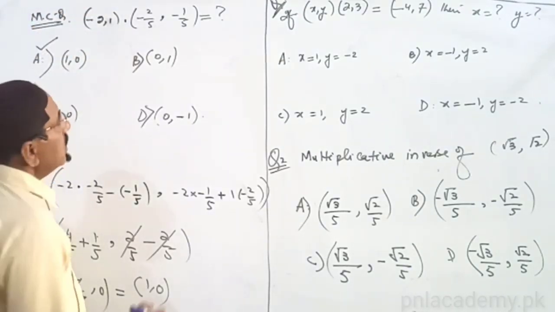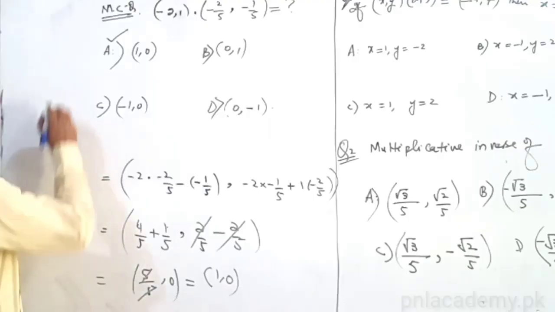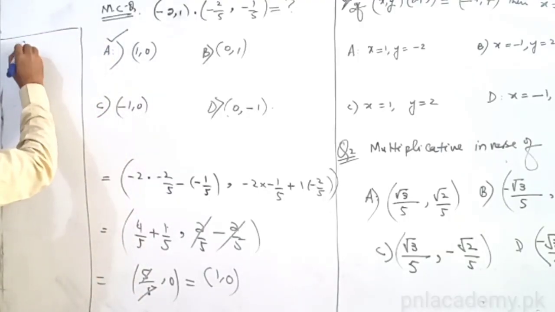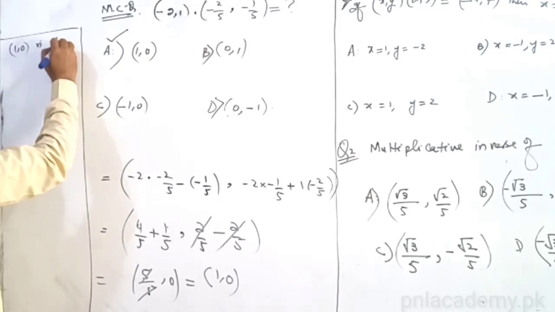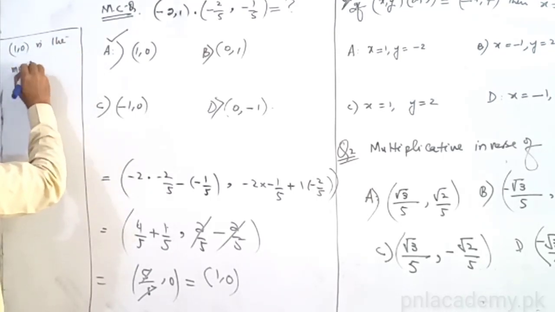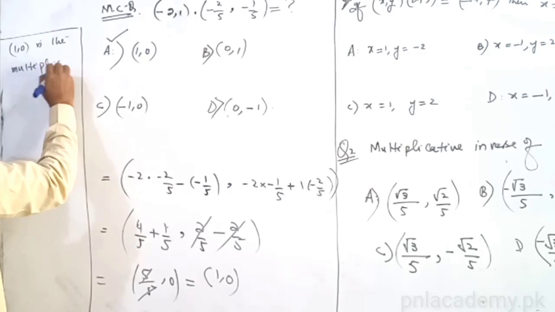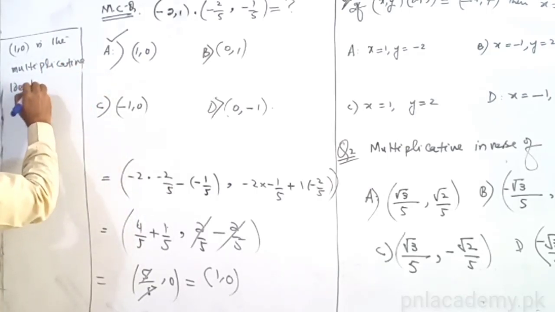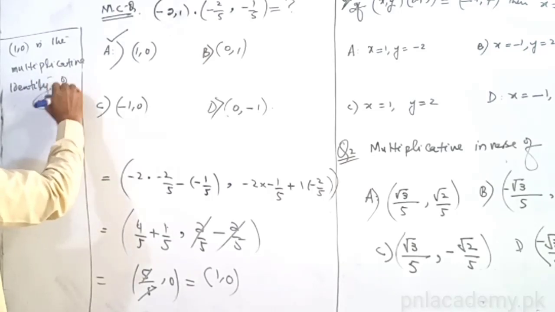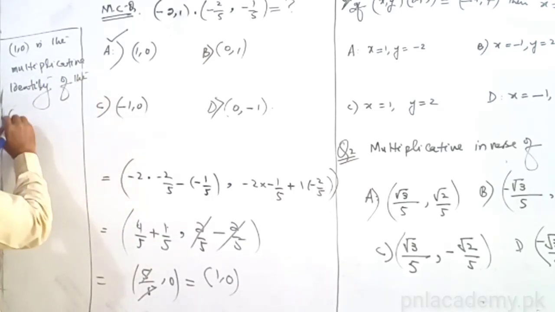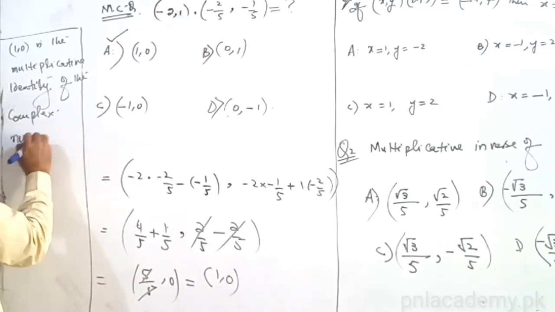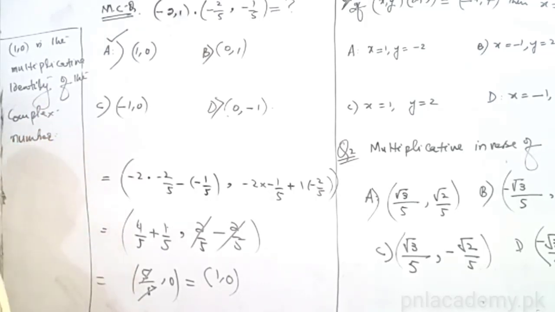So note that (1, 0) is the multiplicative identity of the complex number.